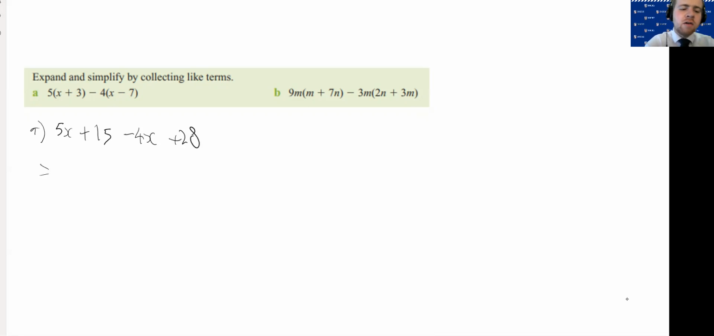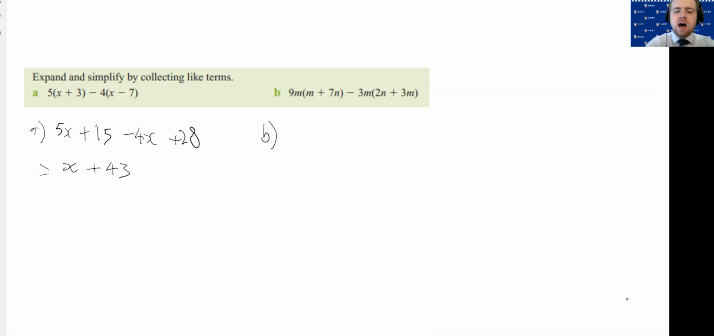Okay, then I look at what I've got. I've got 5x minus 4x. That's going to leave me with 1x. But I can just write 1x as x. I don't need to write the 1 in front. Then I've got 15 plus 28. Okay, so that's going to be 38 plus 5, which is 43. x plus 43. That's our final answer.